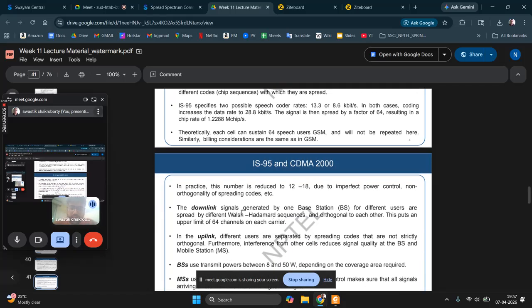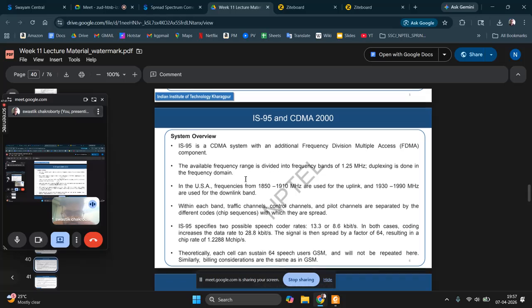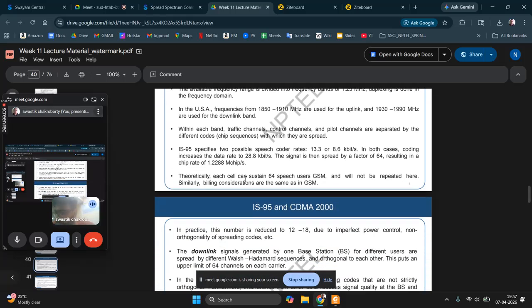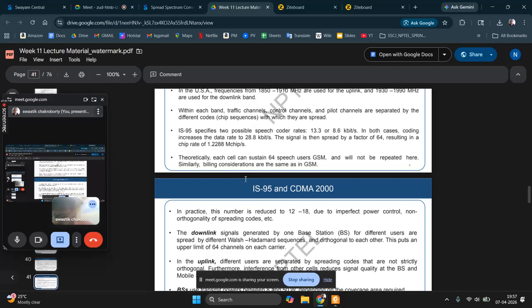Okay, but in practice this number was reduced to 12 to 18 due to imperfect power control, non-orthogonality of spreading codes. So if everything was perfect, then in an ideal world this IS95 system could have sustained 64 speech users. But because of the various non-idealities that are present, it can only sustain 18-19 users.